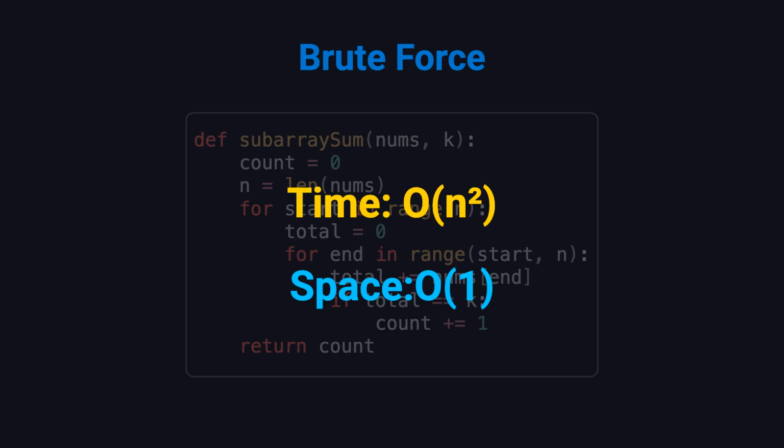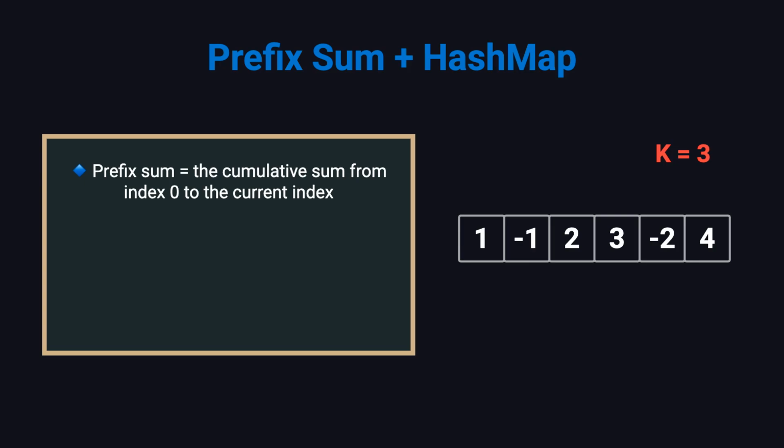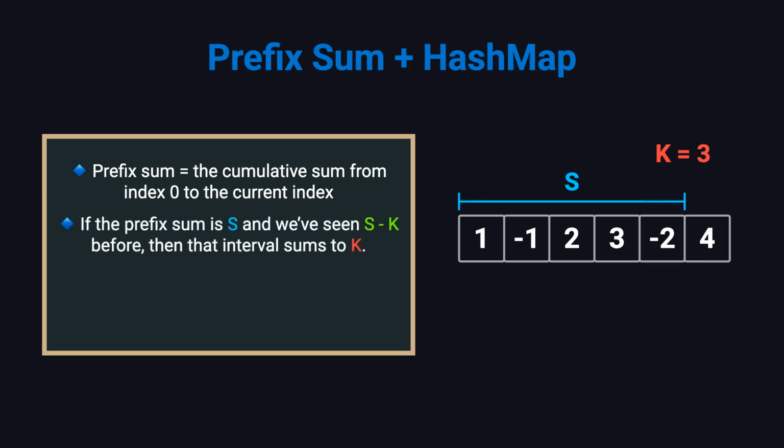So is there a smarter solution? Yes, and it's actually a very famous one. We use prefix sums combined with a hash map. Here's the big idea. A prefix sum is the running total from the beginning of the array up to the current position. The key observation is, if the current prefix sum is s, and there was a previous prefix sum equal to s minus k, then the sum of the elements between those two positions is exactly k.